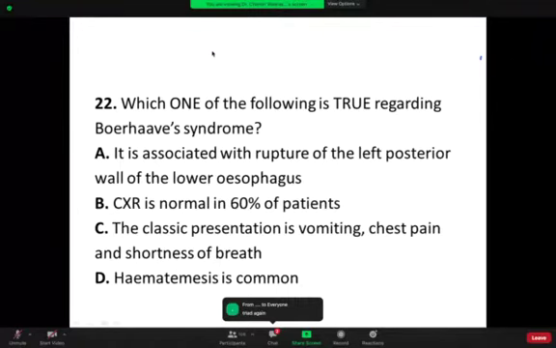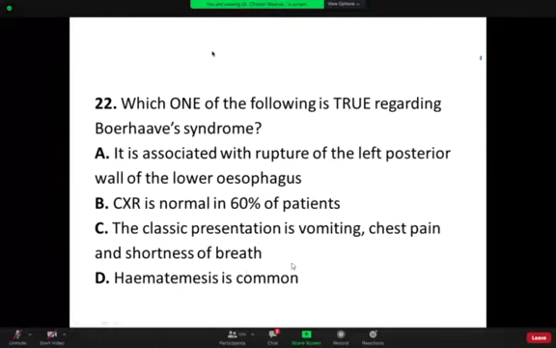Can you please tell the triad again? The triad is vomiting, chest pain, and subcutaneous emphysema. Right? Chest X-ray can be normal in about 30%. Most often it is a left-sided pleural effusion. Other findings are you can get pneumothorax, hydropneumothorax, pneumomediastinum and maybe subcutaneous emphysema. Right?